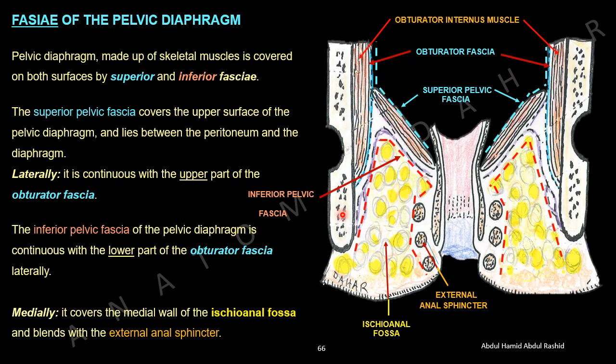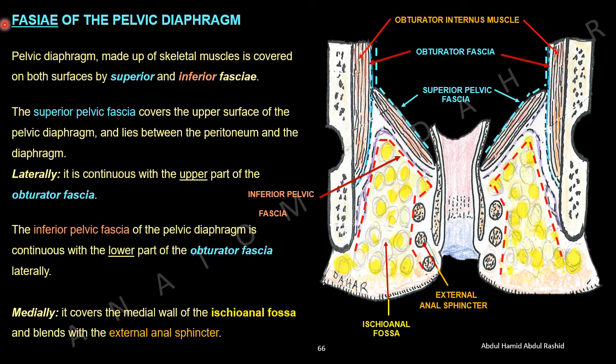This is the coronal section of the pelvis minor. This is the pelvic diaphragm. This is the lateral wall of the pelvis minor, covered by the obturator internus muscle, which is again covered on the medial side by the obturator fascia. This is the external anal sphincter.